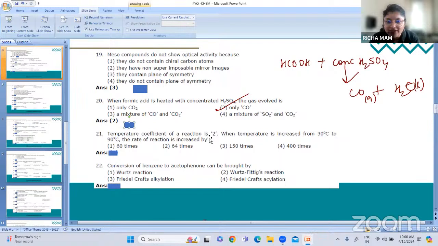Temperature coefficient of a reaction is 2. When temperature is increased from 30 degrees Celsius to 90 degrees Celsius, the rate of reaction is increased by. So this is another question from chemical kinetics. Madan, Chinmaya, Vamshi Krishna, Vidya have answered.